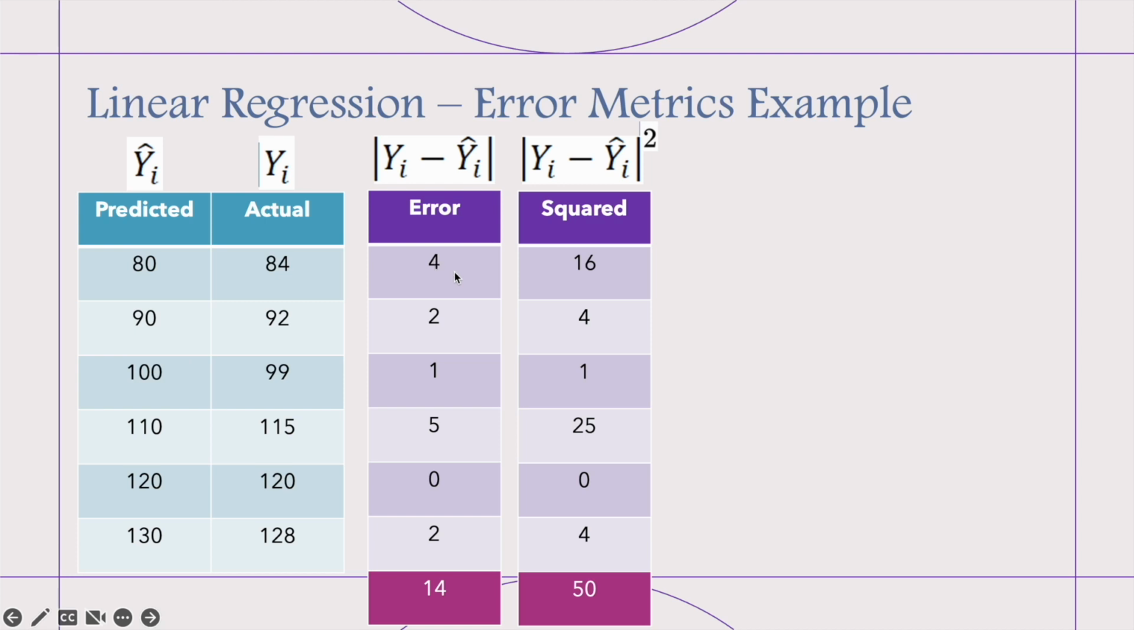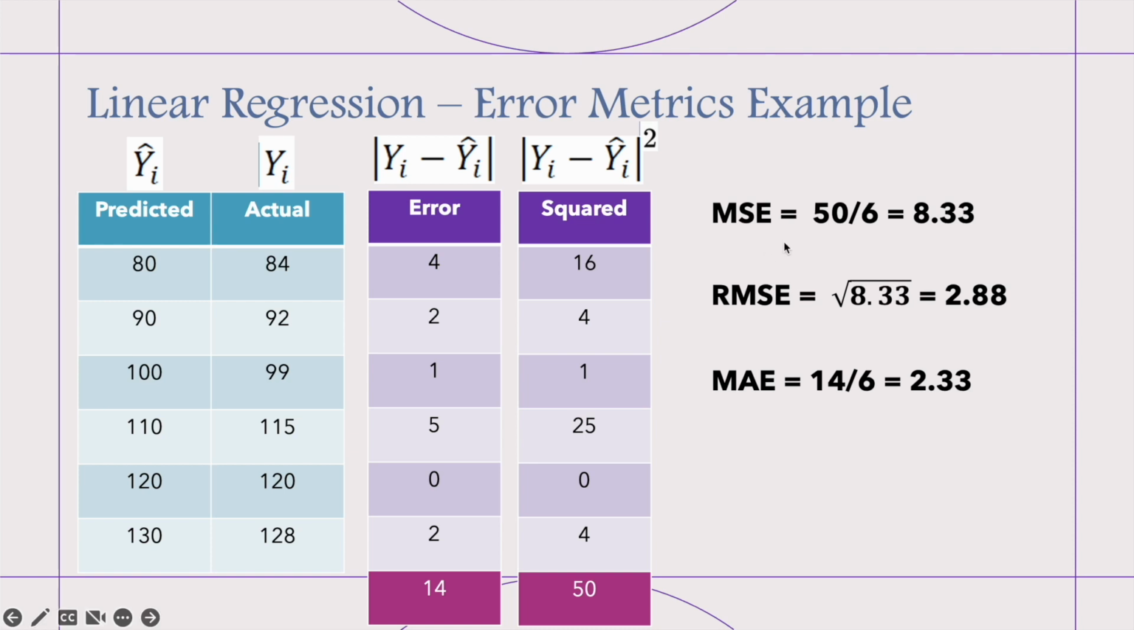So for this first one, 4 will be 16, 2 will be 4, 1 will be 1, 5 will be 25, 0 will be 0. As you see, if there is no error, then there is no difference between the squared operation. Or if the error is too small, like 1, then the difference will also be 0 or very small. As you see, for the 5 the difference is 20, but for the 2 the difference is 2. So you can see the effect of the squared operation. If the error is too much, then the model will be penalized too much.